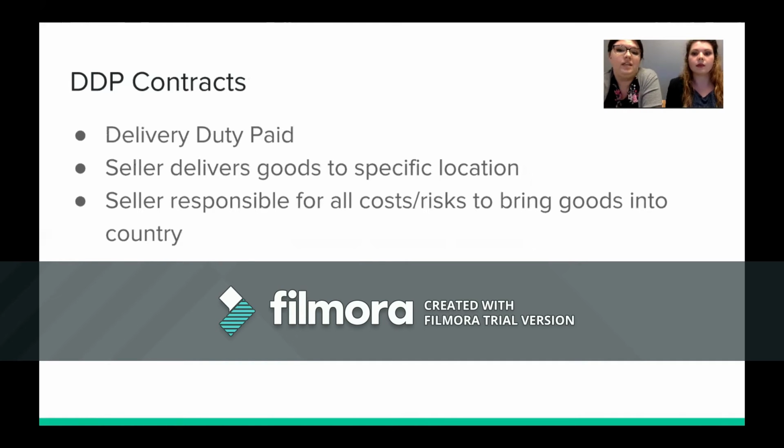Now for DDP contracts. DDP is delivery duty paid, and it's where the seller delivers the goods to a specific location, still loaded, but ready to be unloaded at an agreed place of destination. The seller is responsible for all costs and risks to bring the goods there, like duties and taxes for import in the country of destination.